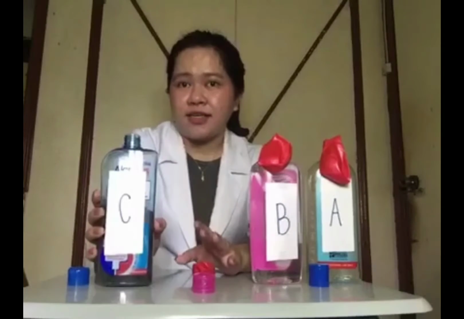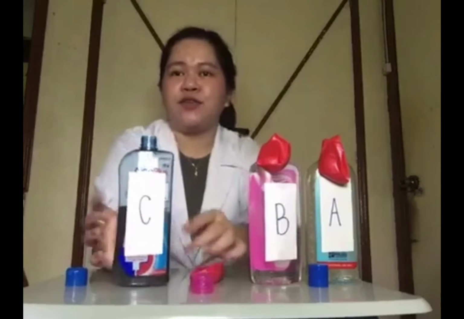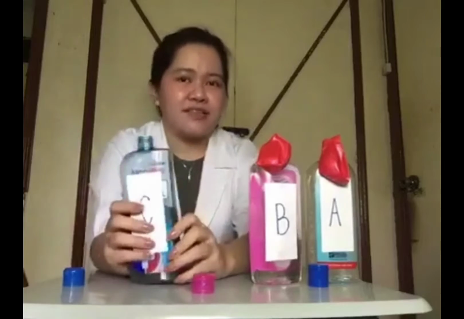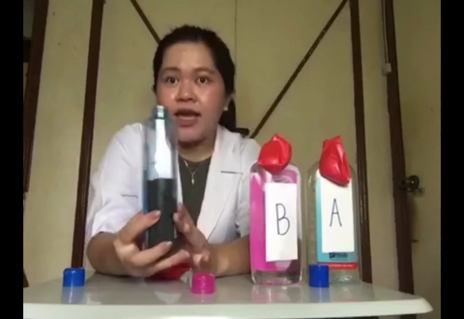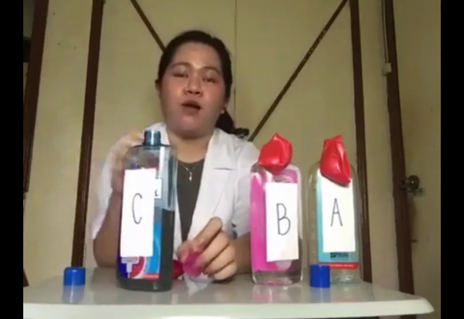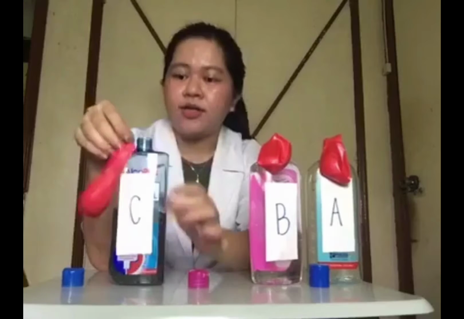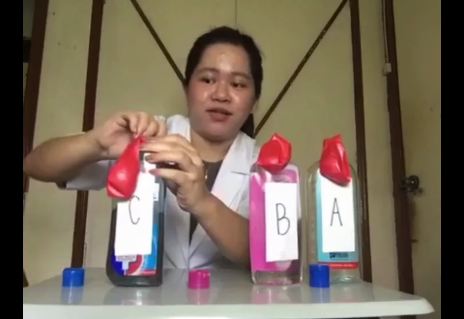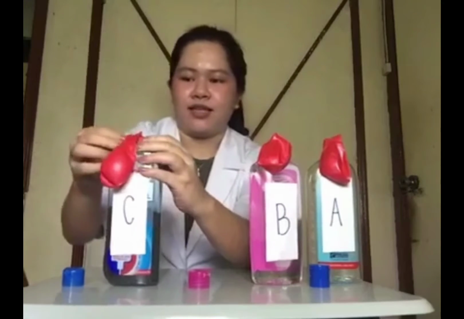For bottle C, we are tasked to fill the bottle with sand and put the balloon on top. As you can see, I have already filled the bottle partially with sand, and I only filled it partially because I have a shortage of resources. So now, all I will do is put the balloon at the neck of the bottle. And let's try to squeeze it out.